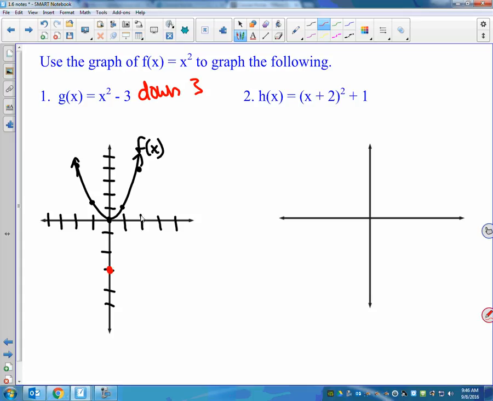And then I don't pick an XY chart. I know if I go over 1, I should go up 1, right? And if I go over 2, I should go up 4. It's the same idea, just moved down 3.